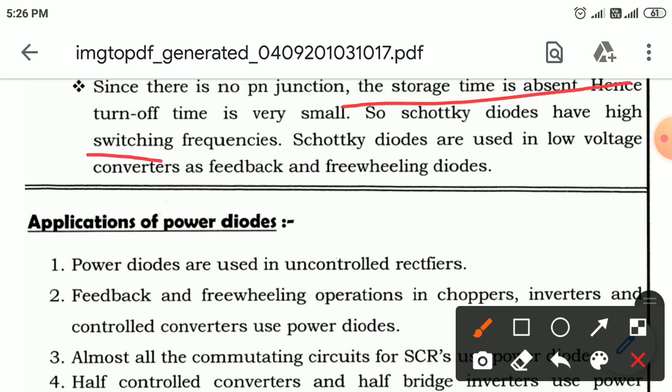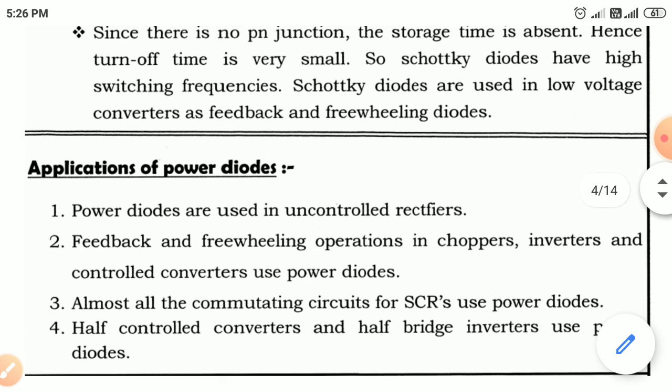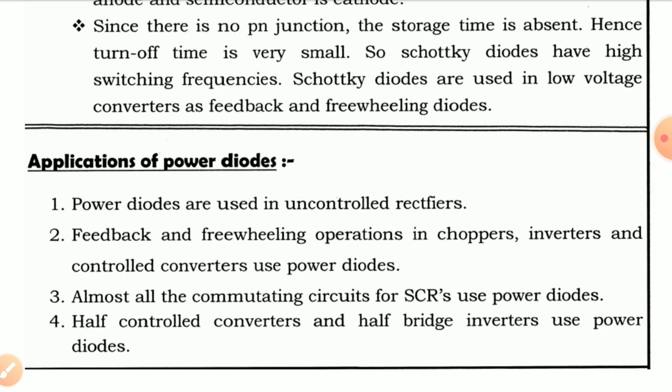So turn off is very small. Schottky diodes have very high switching frequencies compared to other types of diodes, and these Schottky diodes are used in low voltage converters as feedback and freewheeling diodes.